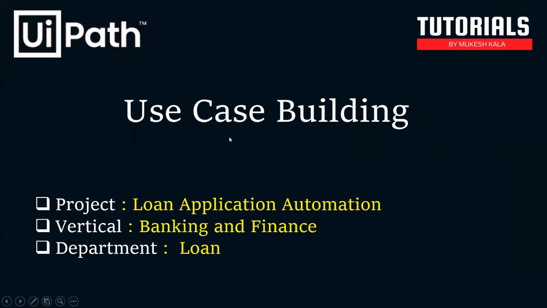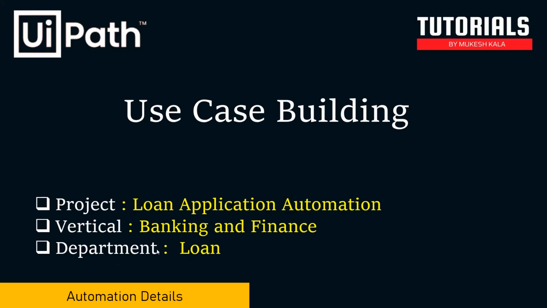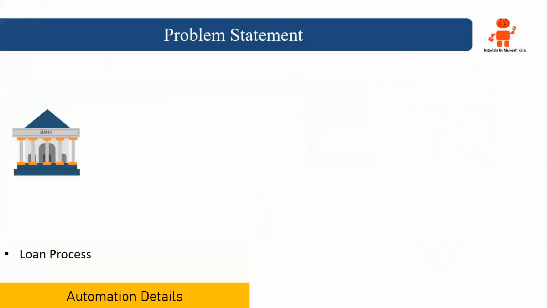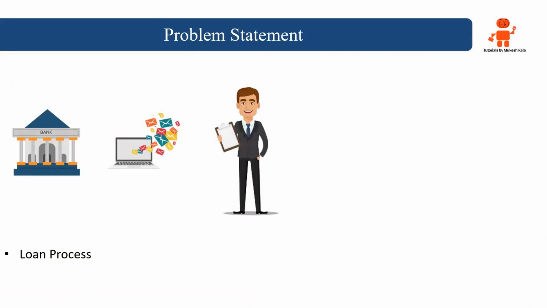So this is a use case which is called the loan application automation. It is for banking and finance and the department is loan. Now here there is a bank. On a daily basis, the bank will receive emails, right?